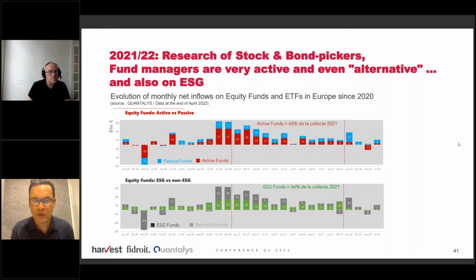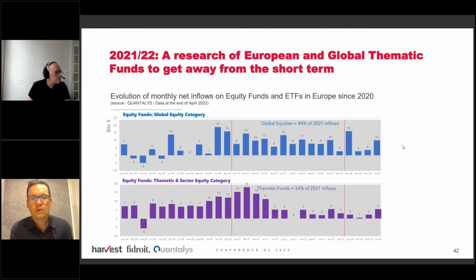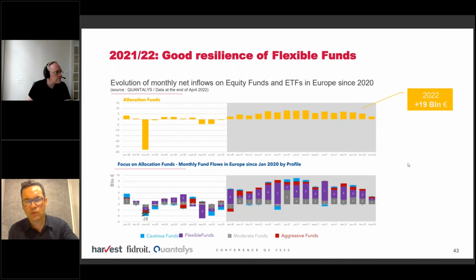And a strong year, very good year for the hedge funds. We are breaking records for the hedge fund and absolute return category. Next slide. Flexible. Global and thematics, but flexible.